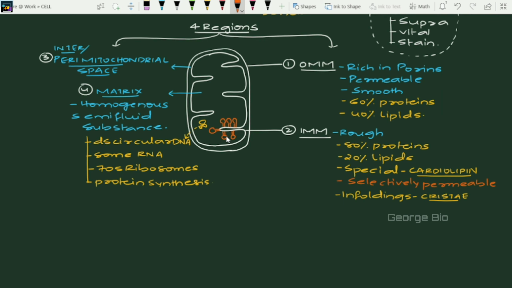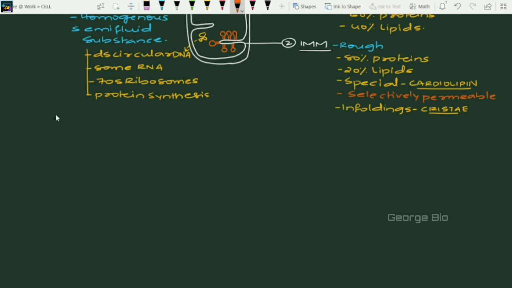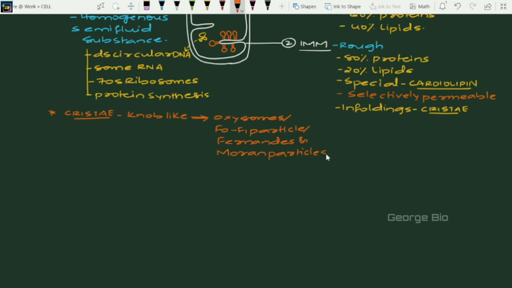So here in the diagram you can see, what does this consist of? It consists of cristae. Over the cristae, it consists of knob-like structures, and these knob-like structures are called oxysomes, or else it is also called F0 F1 particle, or else it is also called Fernandez-Moran particles. As it was first observed by Fernandez and Moran, we have given the name Fernandez-Moran particles.